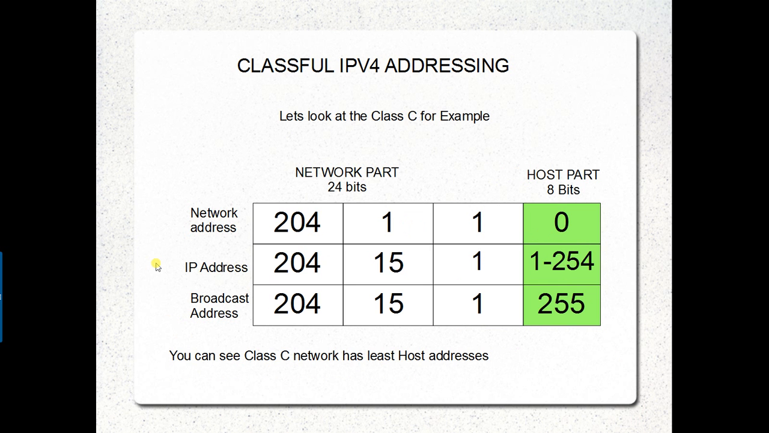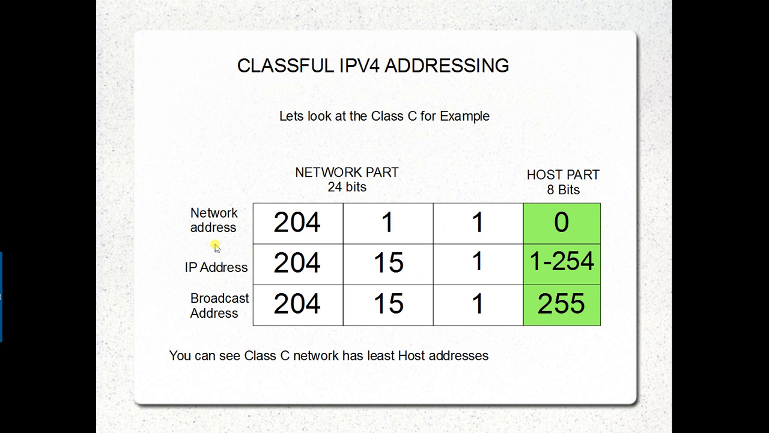Great. Okay, so you can see Class A had very few networks, but a whole lot of hosts, and Class B kind of halved it. So you can imagine what Class C is going to do. Class C is going to give you a whole lot of networks, which is 24 bits, so 3 quadrants are reserved for the network part, and only 8 bits are reserved for the host part.